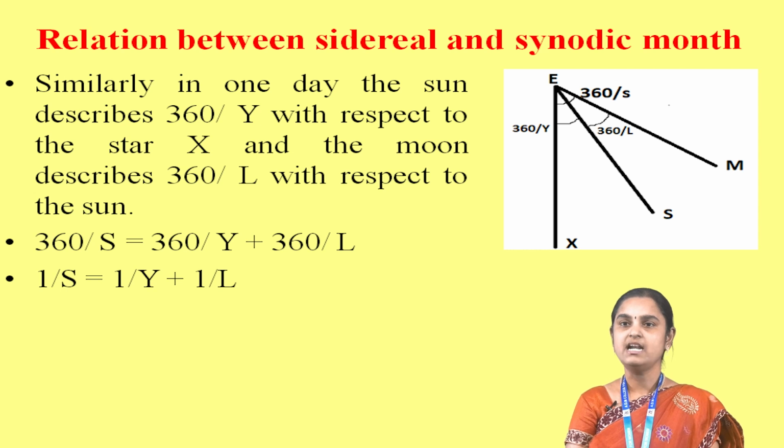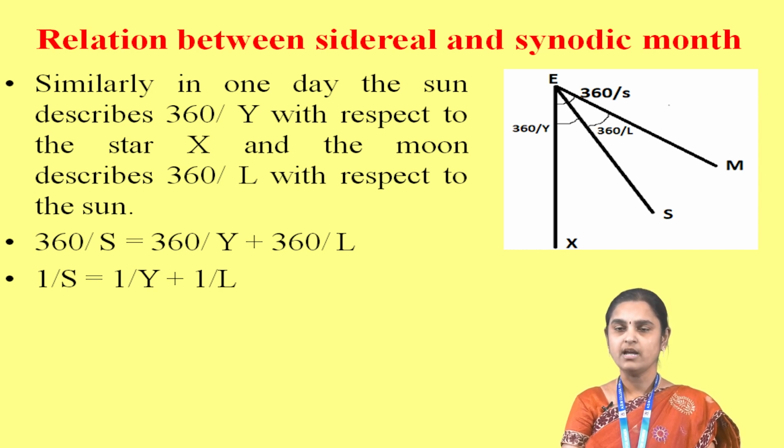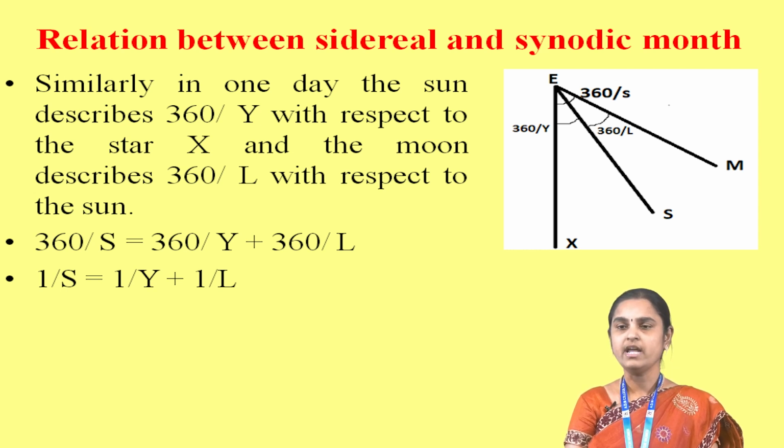Similarly, in one day, the sun describes 360 divided by Y with respect to the star X, and the moon describes 360 by L with respect to the sun. We get 360 divided by S equals 360 divided by Y plus 360 by L. On simplification, we get 1 by S equals 1 by Y plus 1 by L. So this is the relation between sidereal and synodic month. In the diagram you can see, E is the position of the Earth, M is the position of the moon, S is the position of the sun and X is the position of the star. So we got the relation of sidereal and synodic month as 1 by S equals 1 by Y plus 1 by L.